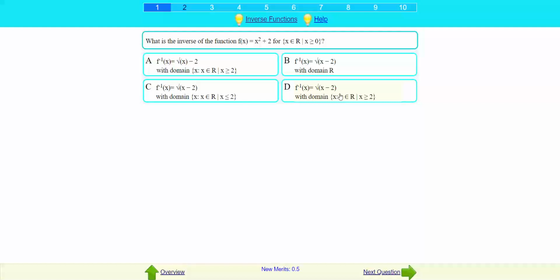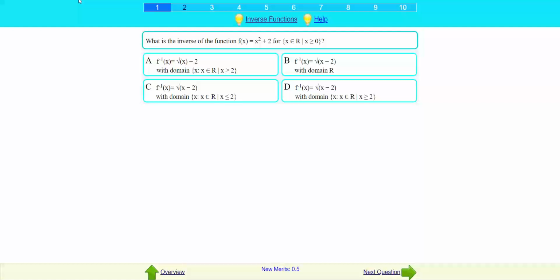So f of x equals x squared plus 2. So y would equal x squared plus 2. Then y minus 2 equals x squared. And then you just take the square roots. So the square root of y minus 2 equals x.